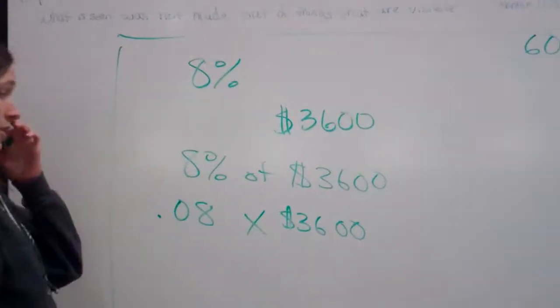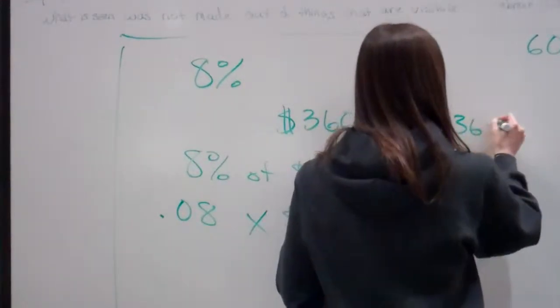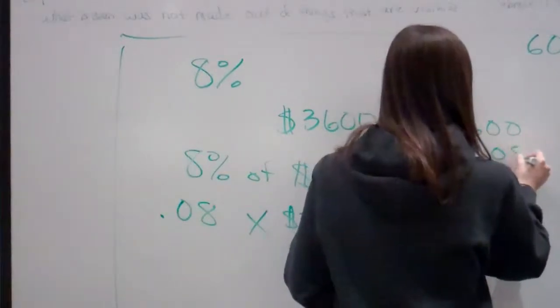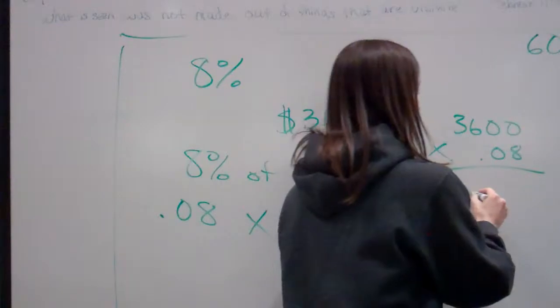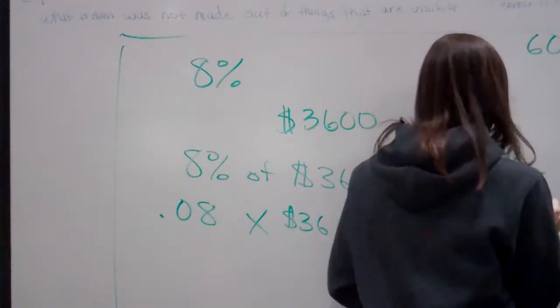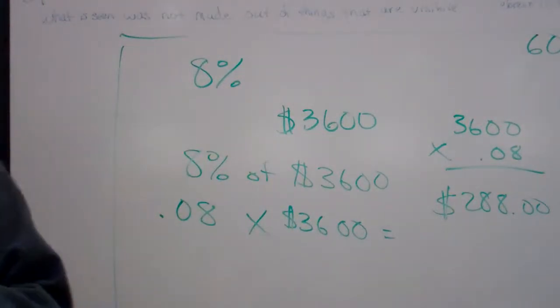Okay? So let's figure out what is 8% of this. 3,600 times 0.08. Did you already figure it out? I did. It's 288. Everybody else get that? Yes. Okay, $288. So for selling that car, he got $288.